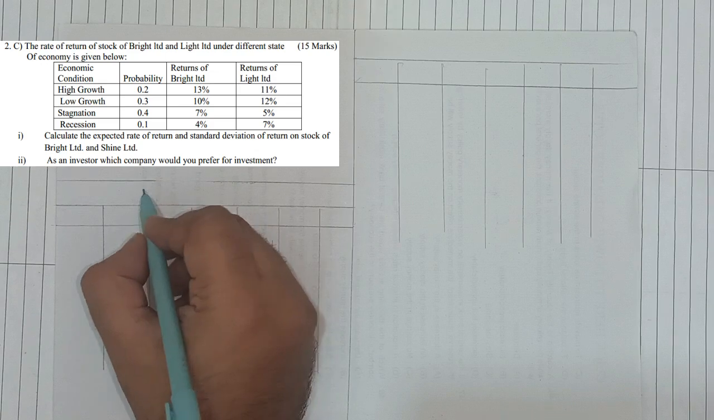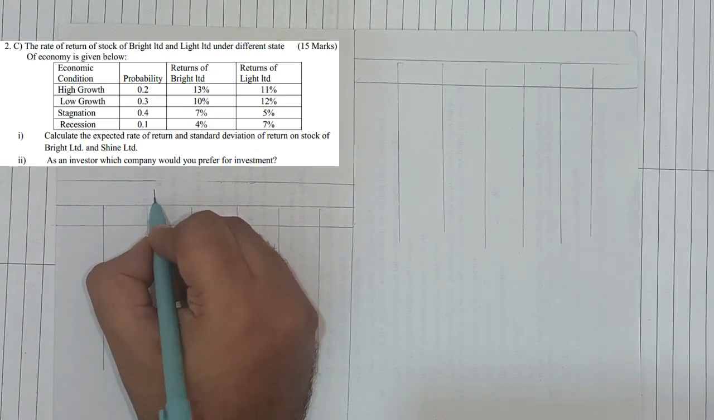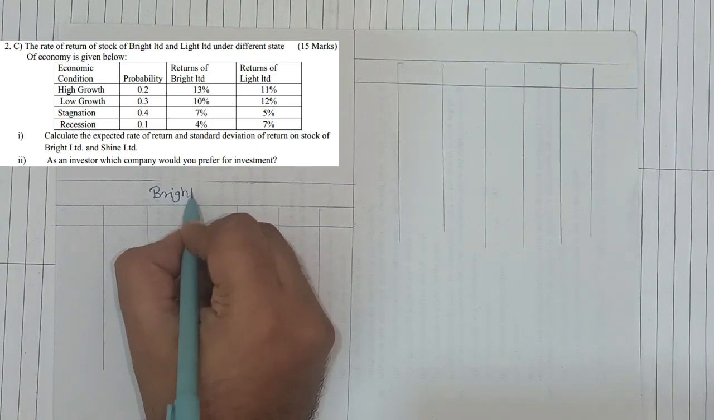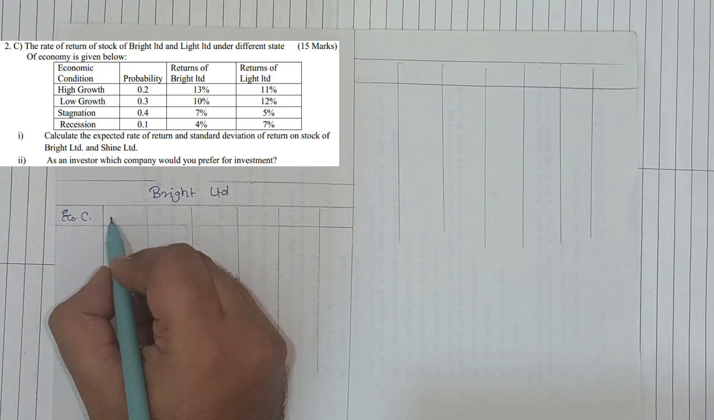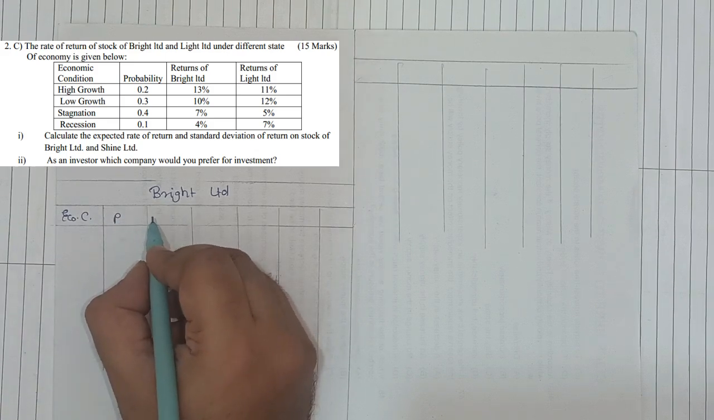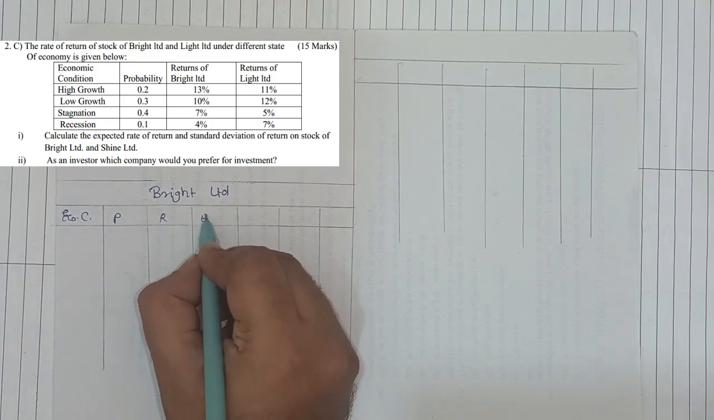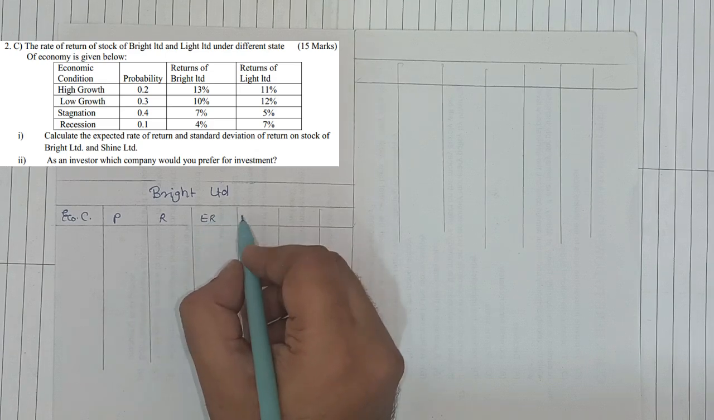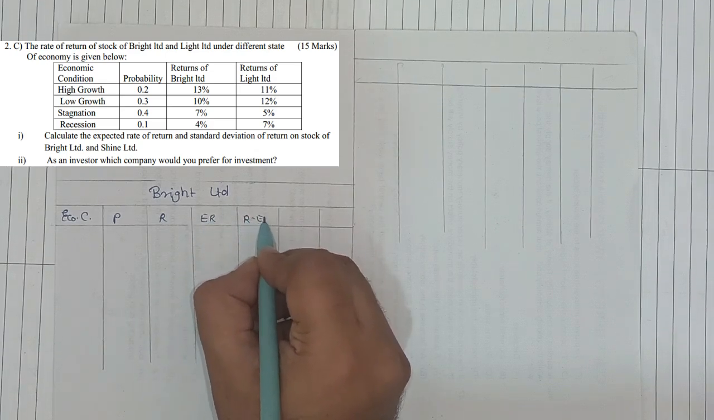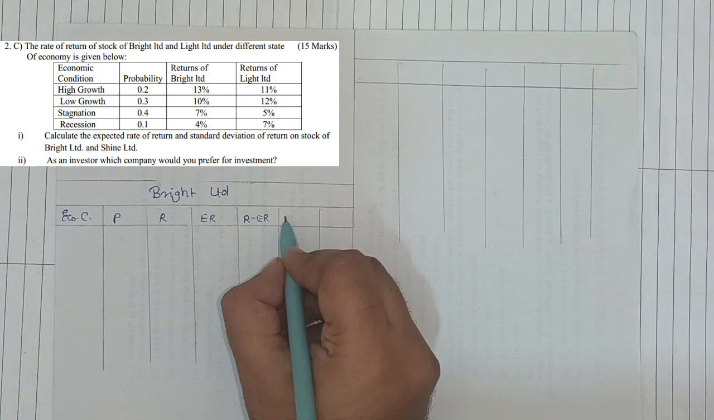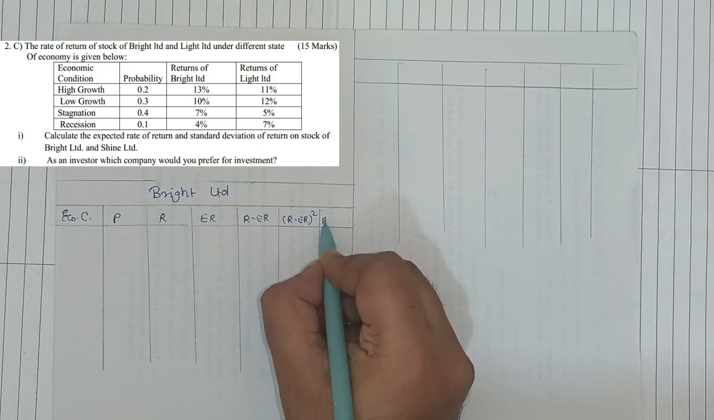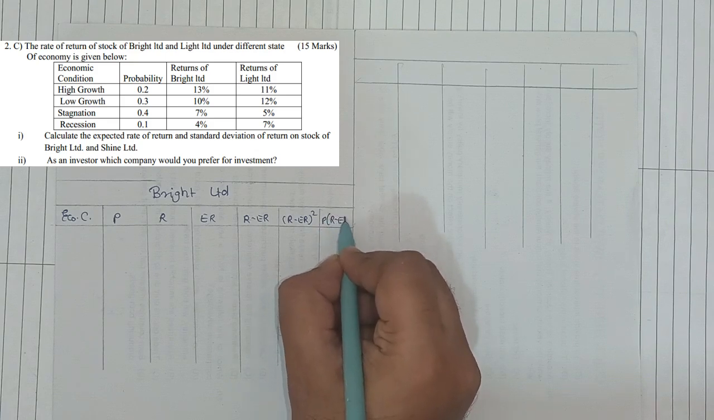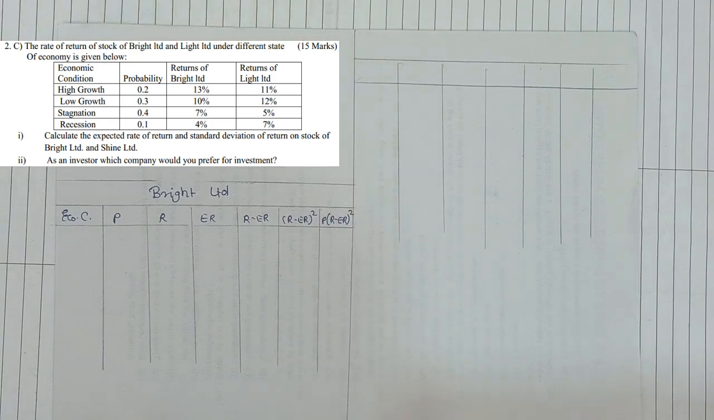First step, we will note down this is for company Bright. So we'll write this for Bright Limited. Okay, we have economic condition. They have given you the probability, they have given you the return. We need to find expected return. The next will be R minus expected return. Then we'll have R minus expected return the whole square, and then P into R minus ER the whole square.